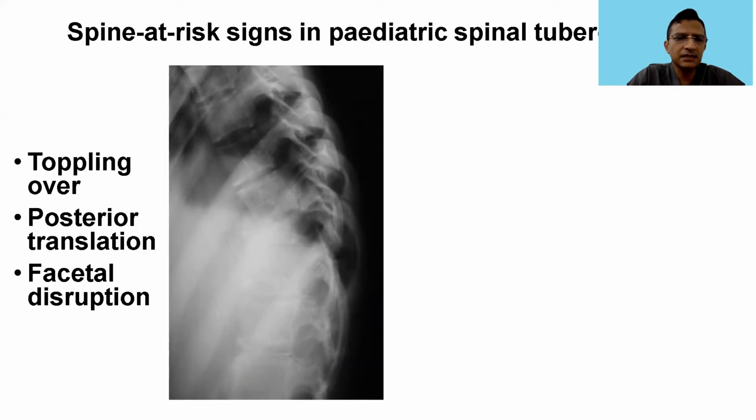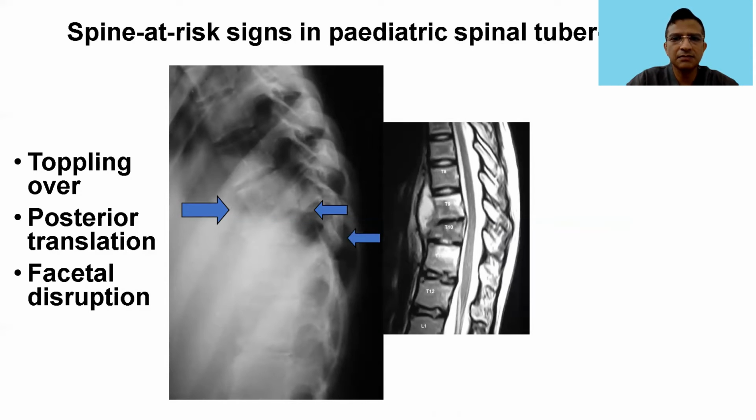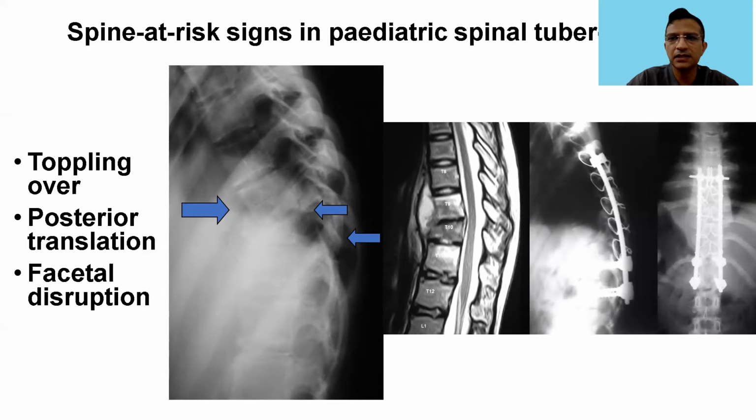We are also interested in looking at features of instability in the spine, and this is something which I believe most of us are aware about, and that is the presence of spine at risk signs in pediatric spinal tuberculosis. There are 4 signs, and of the 4, 3 are seen on the lateral X-ray and are seen in this particular illustrative case: the toppling over, posterior translation, and the facetal disruption. The 4th sign, that is the lateral translation, is seen on the anteroposterior X-ray. So this is the MRI of this particular patient and had to be operated upon with a hybrid fixation as is seen over here.